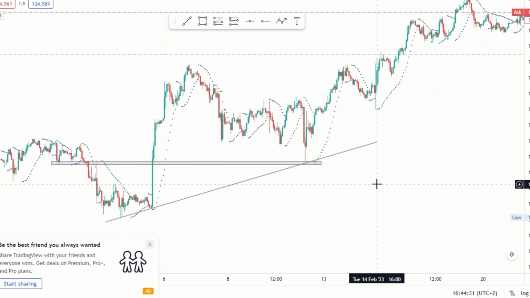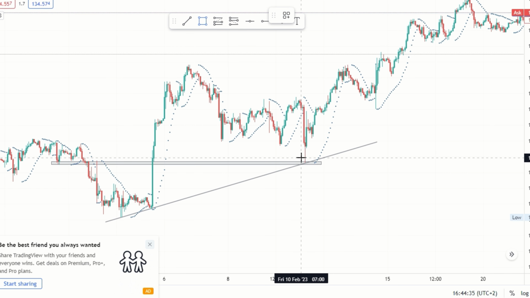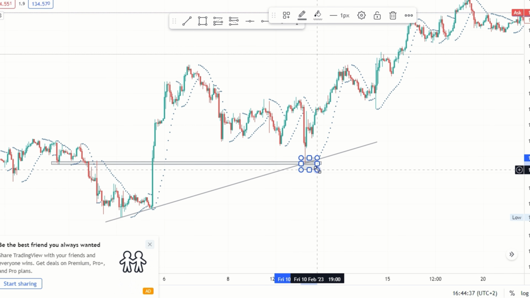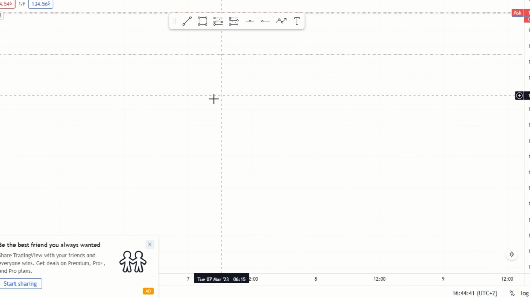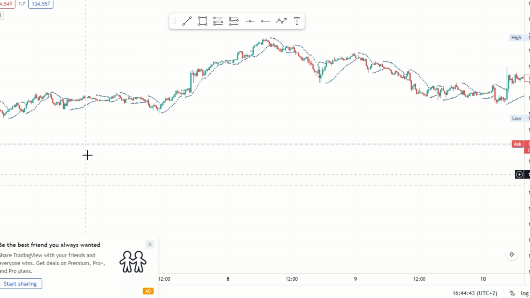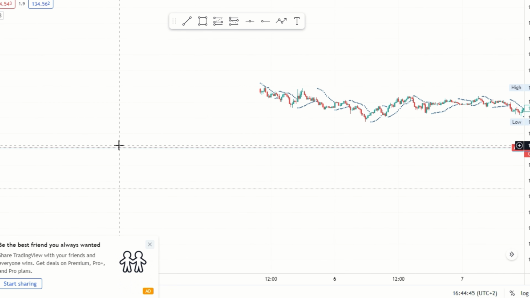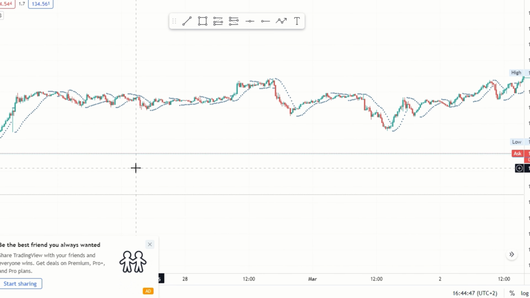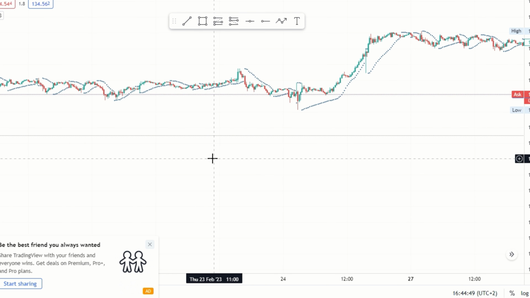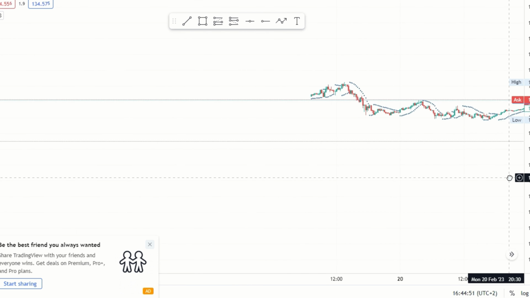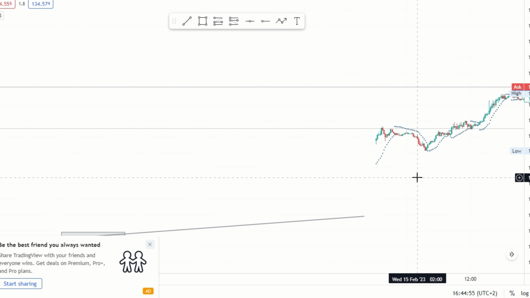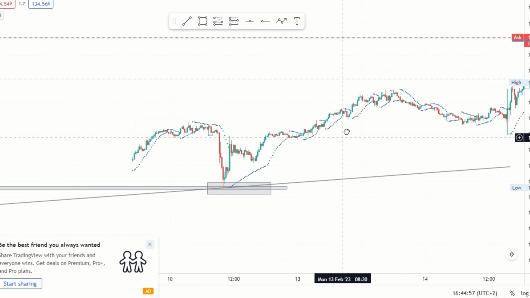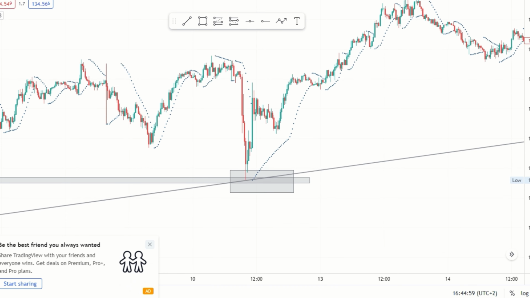Let's just mark that area again, so it's easier for us to find that. And then we'll go to the M15, right? Okay, where are you now? M15. Okay, is this thing that far? Okay, it is that far. All right, there it is.